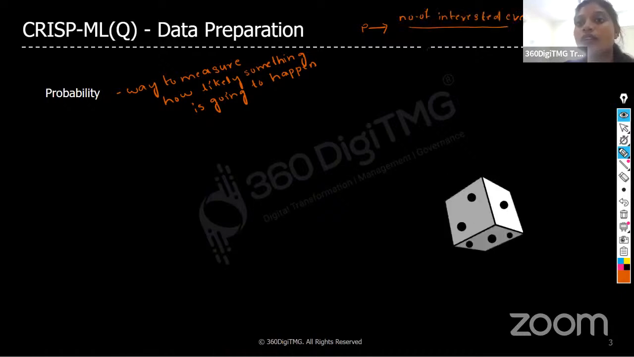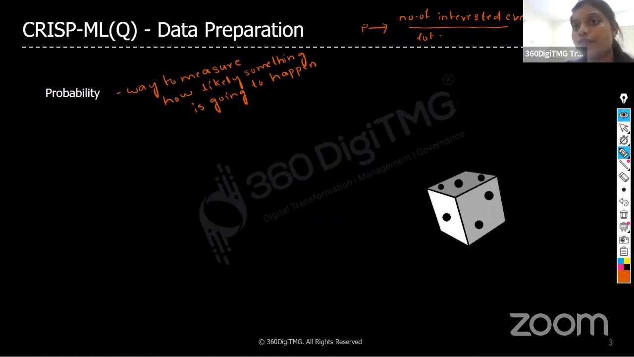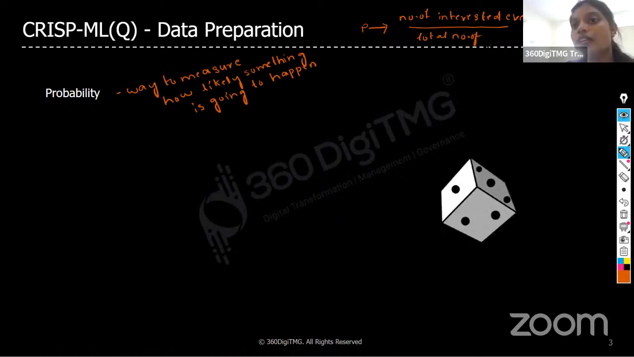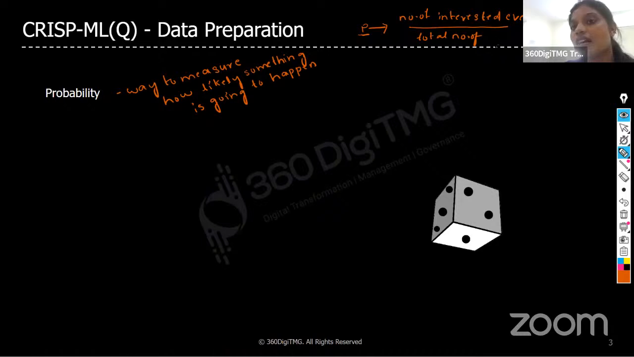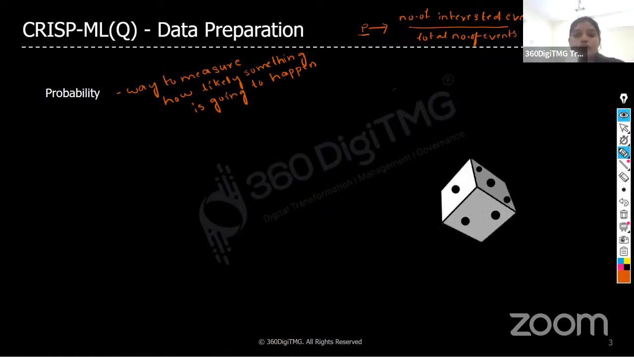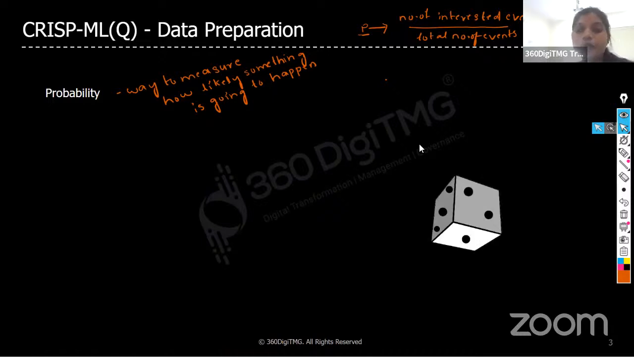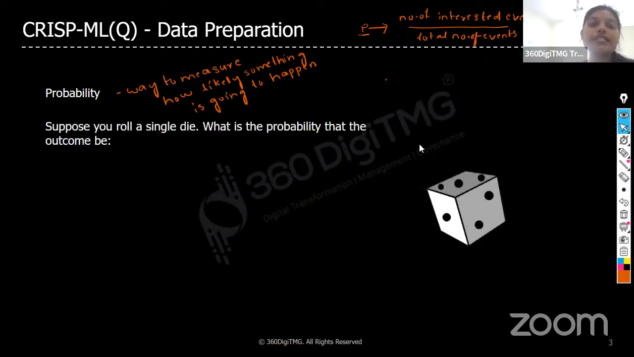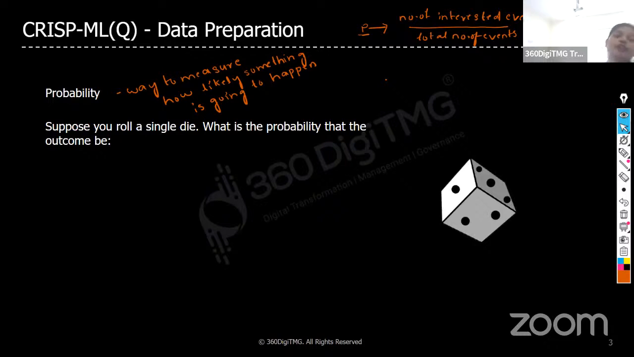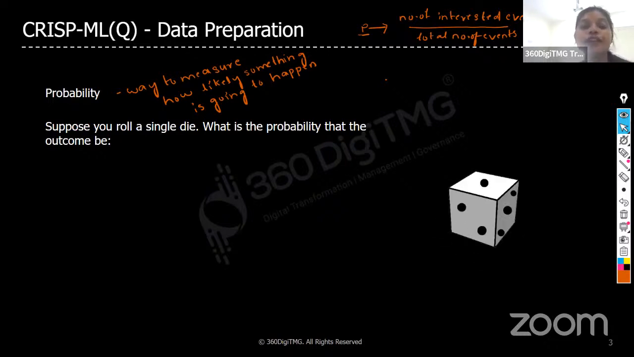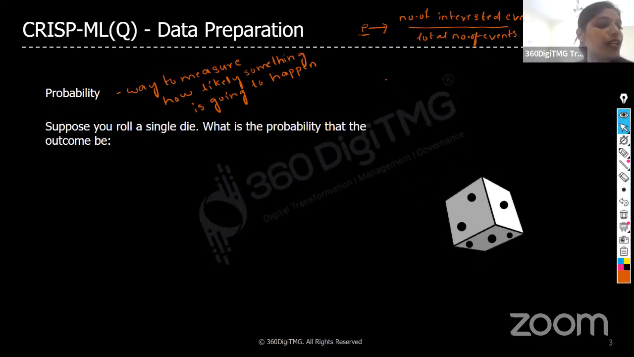The number of interested events divided by the total number of events is the formula to find the probability. So we will see what these interested events and total number of events are. Let us see what example this slide is giving. First of all, probability is a way to measure how likely something is going to happen. And the formula to find probability is the number of interested events divided by the total number of events.